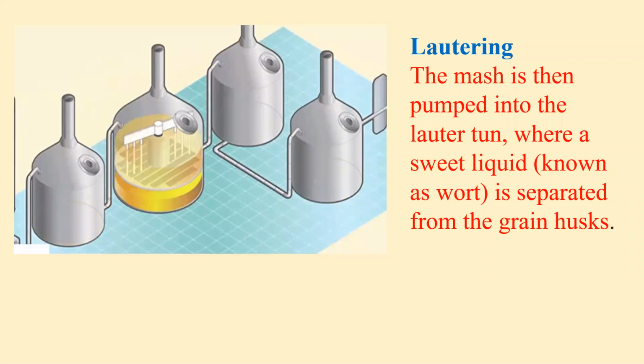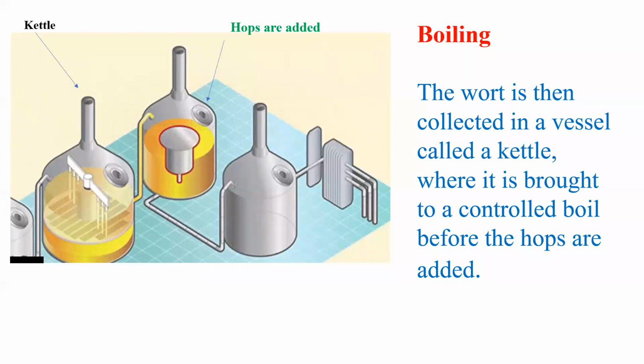Now it is time for lautering. The mash is then pumped into the lauter tun where a sweet liquid known as wort is separated from the grain husks. Now it is time for boiling. The wort is then collected in a vessel called the kettle, where it is brought to a controlled boil before the hops are added. Now here we can see that the hops are being added.